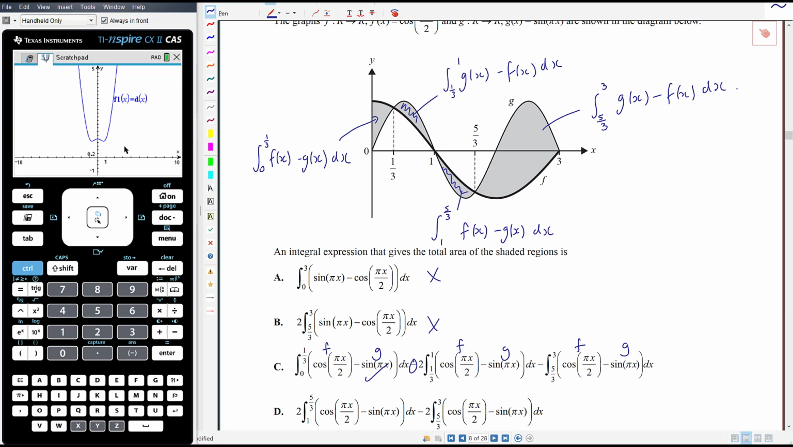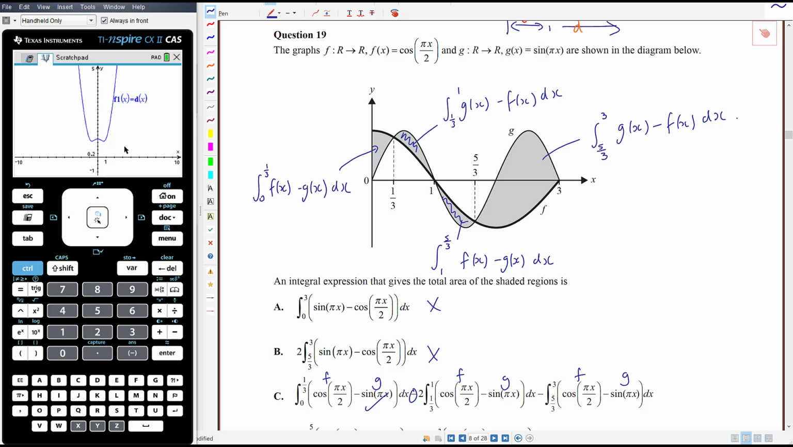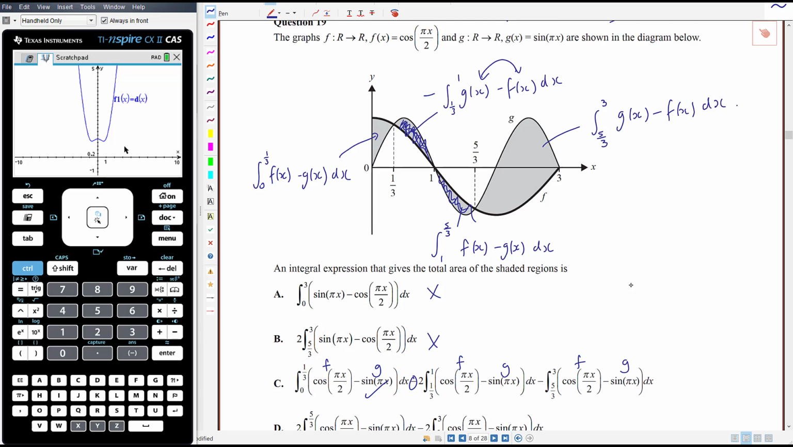Now if we were to swap these around up here, then I would have to stick a negative out the front, which is what this negative out the front is doing here, because they've got the functions around the other way, f minus g. So the negative integral from 1/3 to 1 of f minus g would be this bit of area up here, and they've doubled that because it's also going to be the same as that bit of area there. This one's looking okay to me.